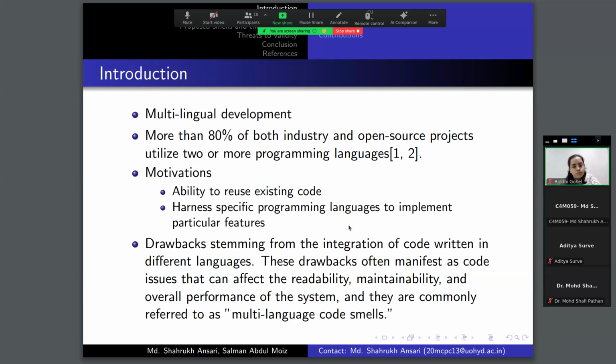But despite having many advantages to using multiple languages, there are certain drawbacks which stem from the integration of code written in different languages. These drawbacks often manifest as code smells, code issues that can affect the readability, maintainability, and overall performance of the systems, and they are commonly referred to as multi-language code smells.